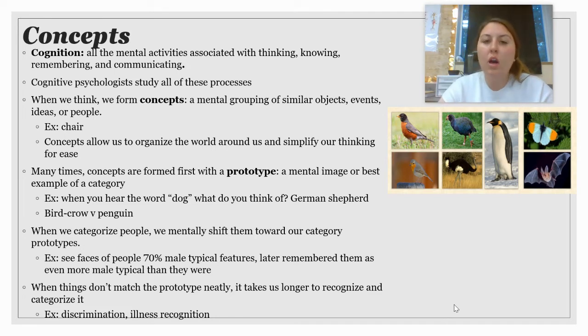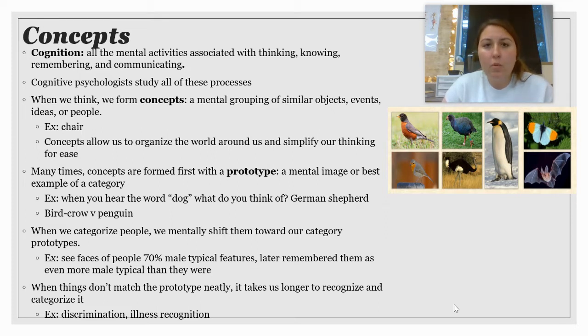What is a concept? Well, a concept is a mental grouping of similar objects, events, ideas, or people. So, for example, when we think of a chair, we might think of a desk chair. We might think of a school chair. We might think of a high chair. There are lots of things that go into that concept of chair. And the reason why we have concepts is because it really simplifies the world for us. It allows us to easily recognize things so we can respond to them appropriately. If we didn't have concepts, every single thing would be kind of unique. And that would be a lot harder for our brain to manage.